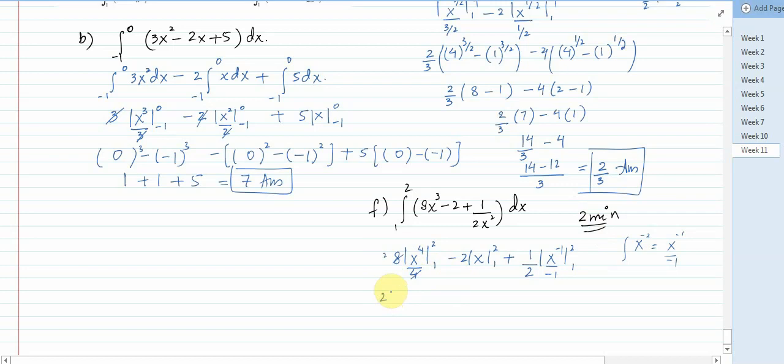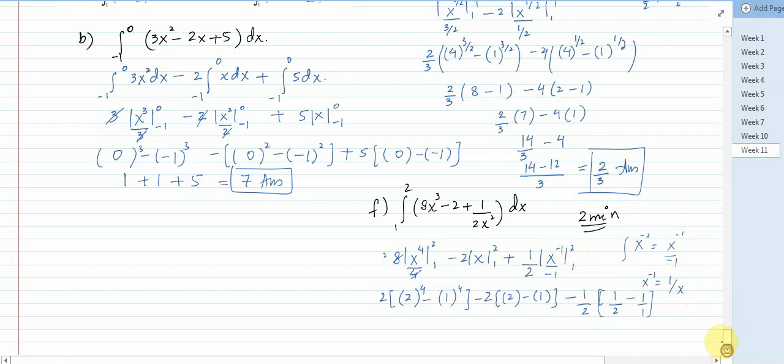Applying limits here, so upper limit is what? 2 to the power 4 minus lower limit, 1 to the power 4, minus 2. Upper limit is 2, lower limit is 1, and this negative plus minus is minus 1 over 2. Now x to the power minus 1 is 1 over x, right? So I can say that it's 1 over 2 upper limit minus 1 over 1 lower limit.